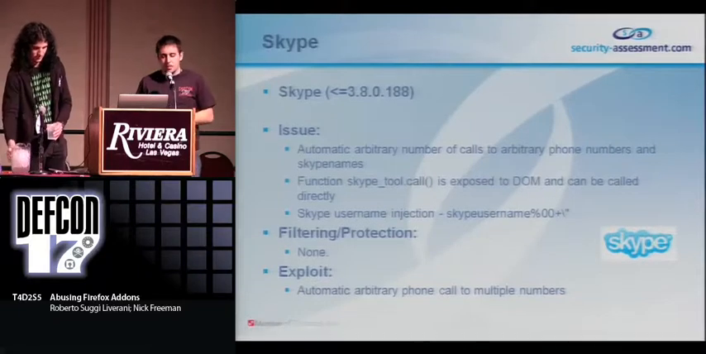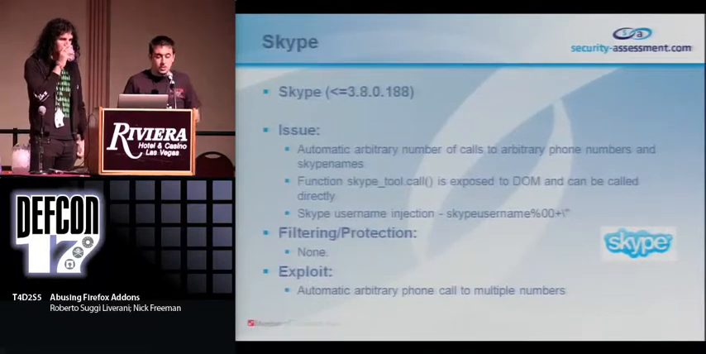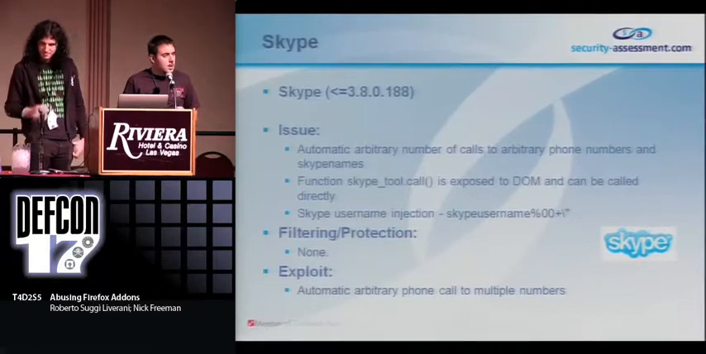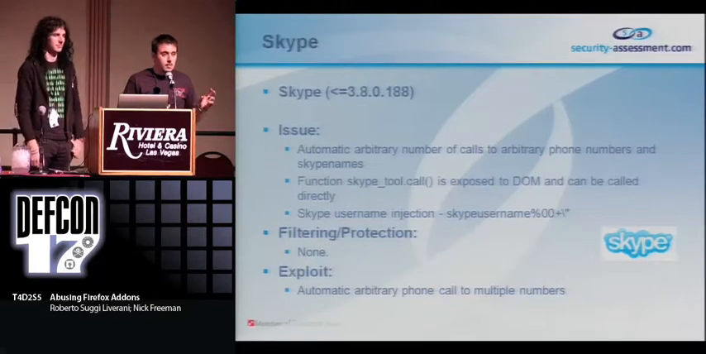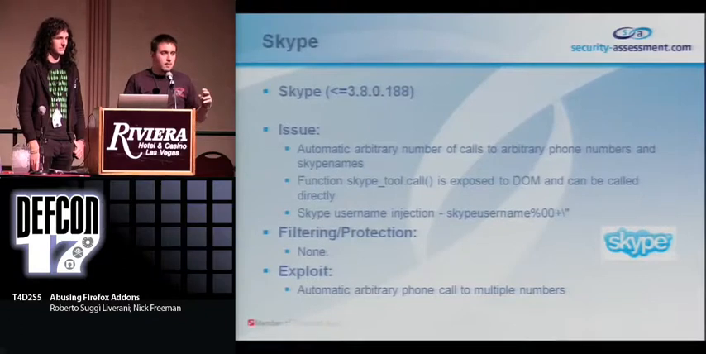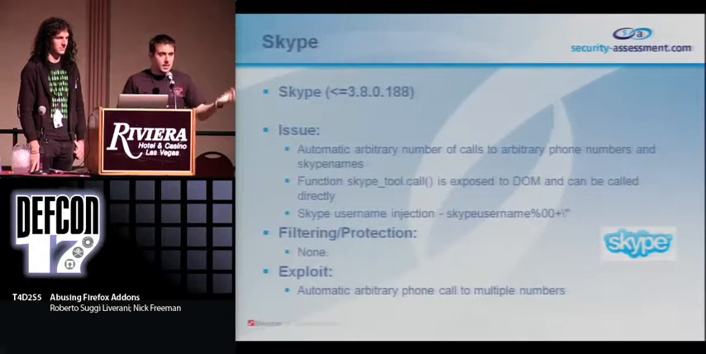And in particular, there is a function there which is called Skype tool call function, and that is responsible for making basically the call. I don't know if you're familiar with Skype, but if you have a phone number in an HTML page, you would see a little green button appearing, and then you can click, and then Skype will be launched by your Firefox. And that's where the bug is.